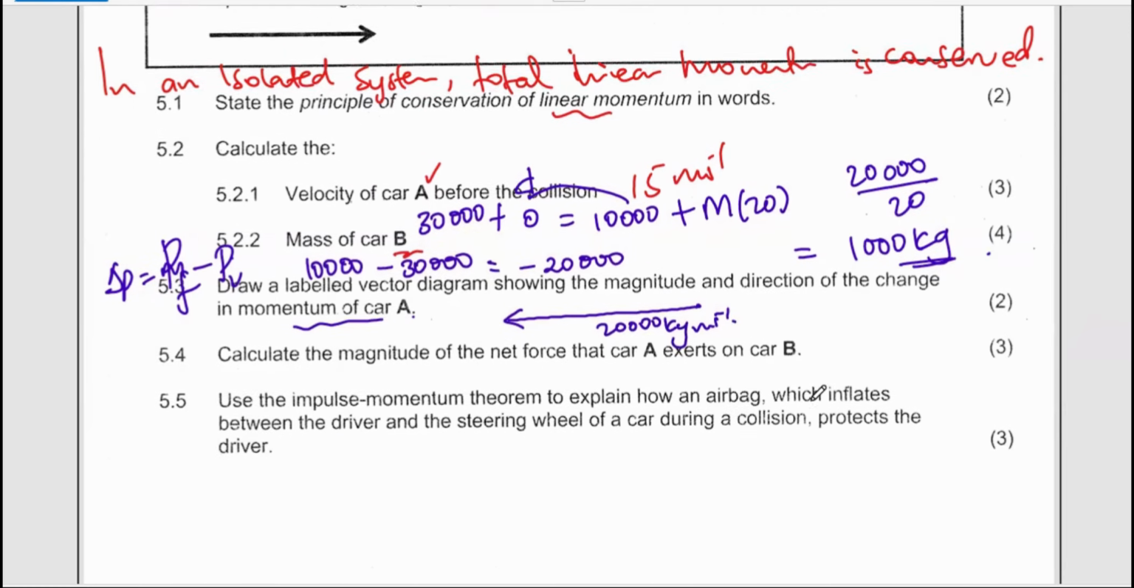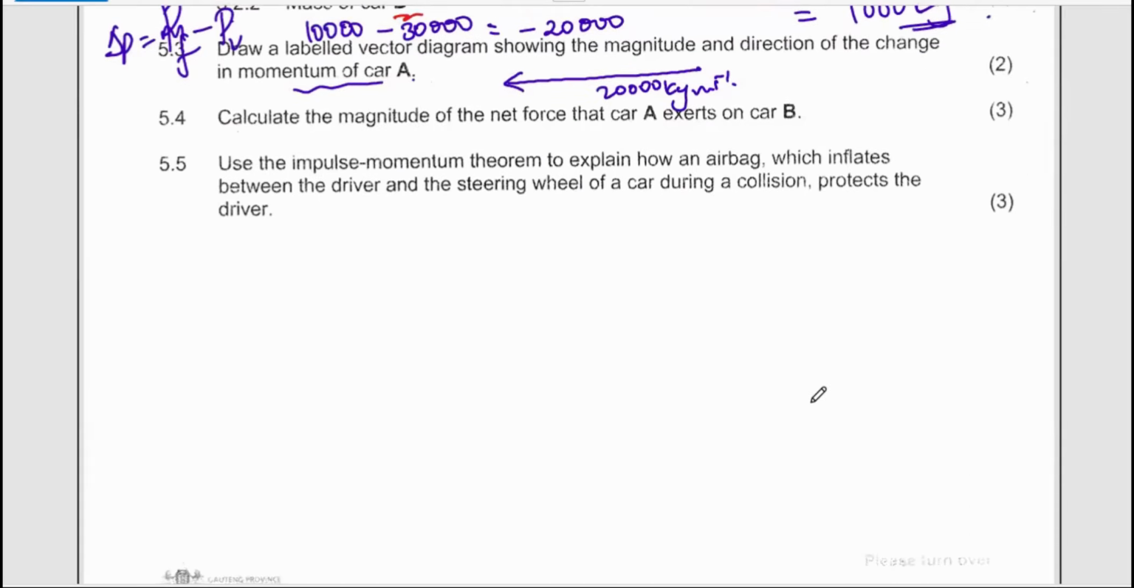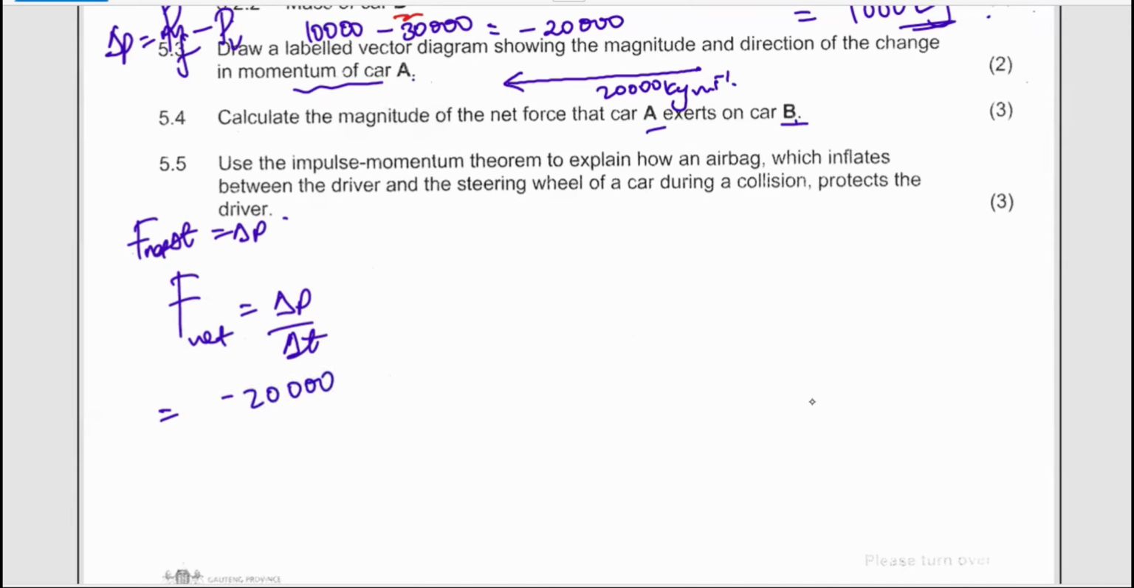Okay, then 5.4, calculate the magnitude of the net force that car A exerts on car B. So we know that F net is the same as the rate of change in momentum. So the formula says F net delta T should give us the change in momentum, the impulse. Then for us to get the F net, we have our change in momentum, which we said is negative 20,000 over the change in time, which is 0.5.